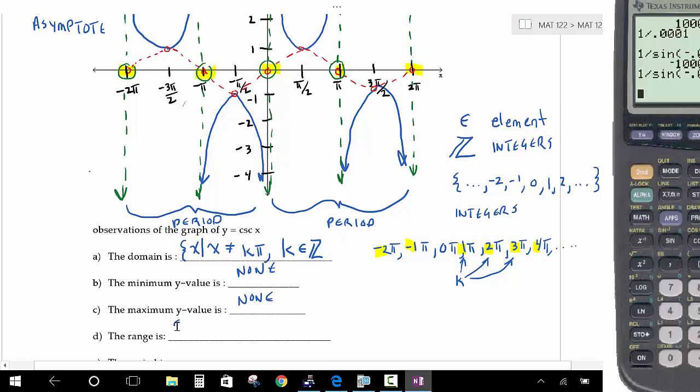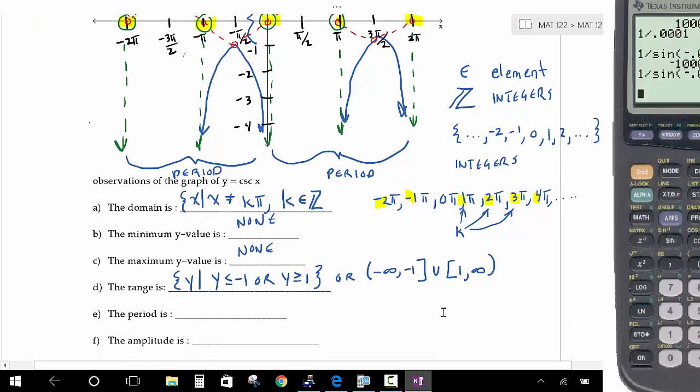One way you could write this range is you could say set of y, where y is greater than or equal to the y value of 1, and then you're also less than negative 1. But between negative 1 and 1 on the y-axis, you don't have a cosecant graph there. So you just say set of y such that y is less than or equal to negative 1, or y is greater than or equal to 1. Or in interval notation, you would say negative infinity to negative 1 bracket, and then union 1 to infinity, like that.